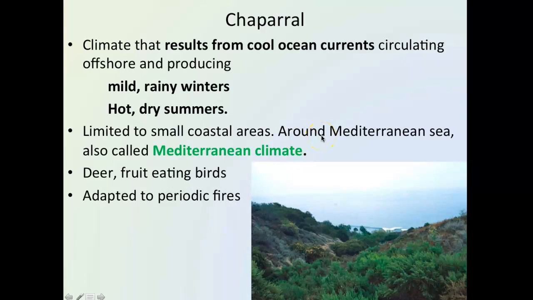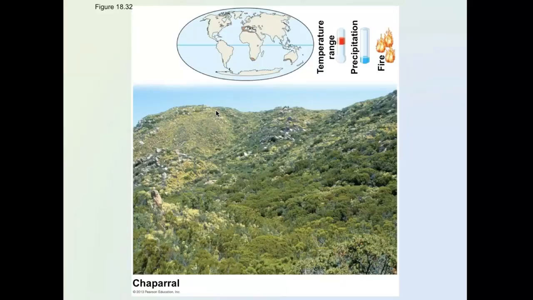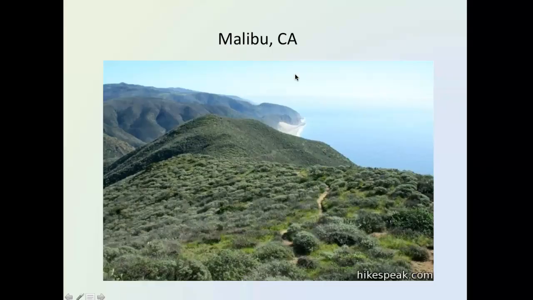In chaparrals, you have a lot of fruit producing, berry producing kind of shrubs. So you have fruit eating birds, you have some deer, they're adapted to some fires. And I should say also that this chaparral is also called a shrub forest. And then here's the chaparral. So again, let's just take a look. There's a little brown here, there's brown here, here, and here. All right, this is Malibu.